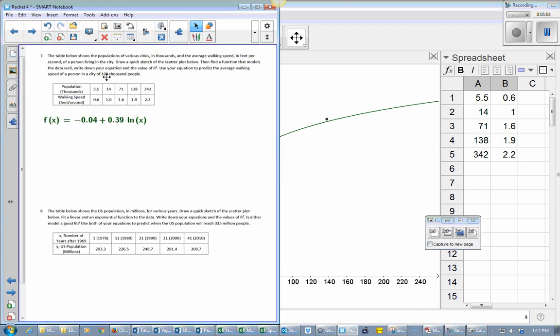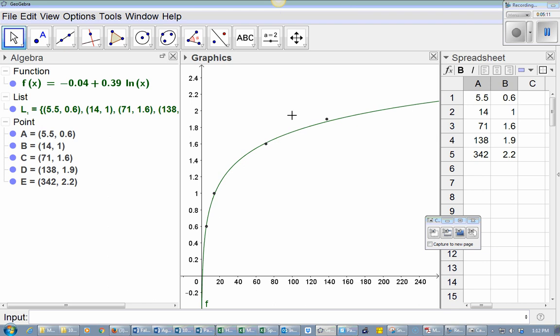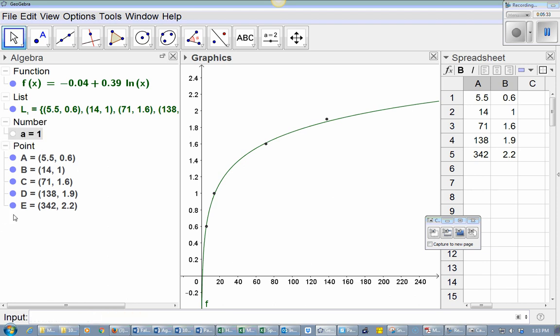All right, so there's my formula, and it says I also want an R squared value and to predict the average walking speed in a city of 100,000 people. So R square, remember this is just a statistic that measures how well your model fits your data. And so we have to give it the list of points here. So that's L1. The function is f, and my R squared value is 1. That is, the closer to 1, the better the fit. I think it's probably just rounded that.